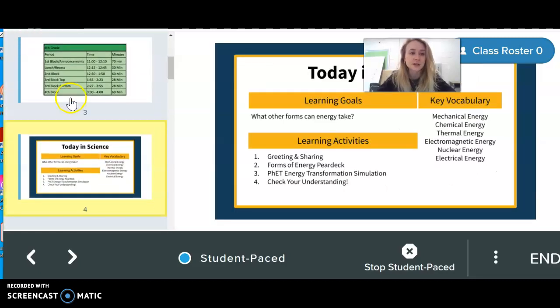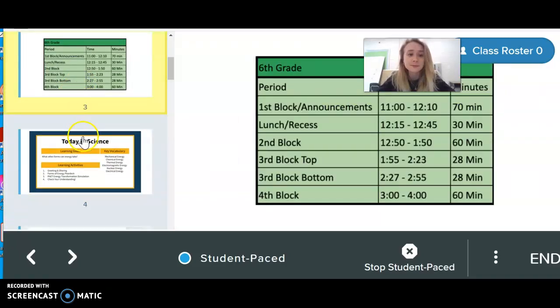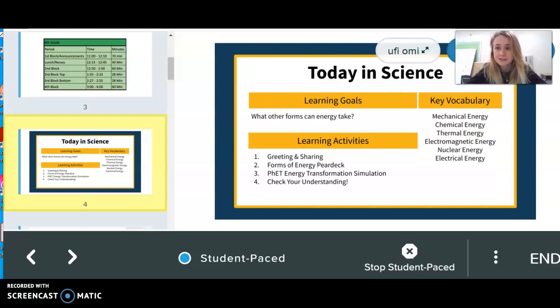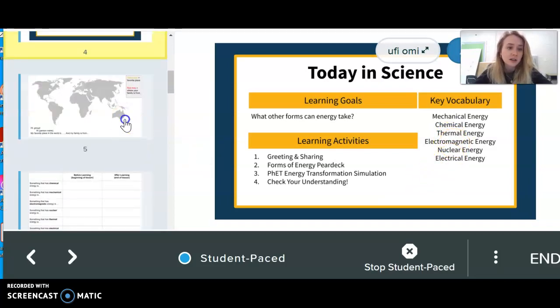Today in science, you could skip slide 3. That doesn't apply to you if you're absent. Today in science class, our learning goal is what other forms can energy take? Our key vocab words are mechanical energy, chemical energy, thermal energy, electromagnetic energy, nuclear energy, and electrical energy.